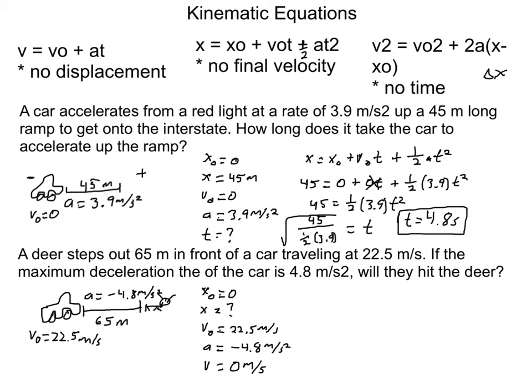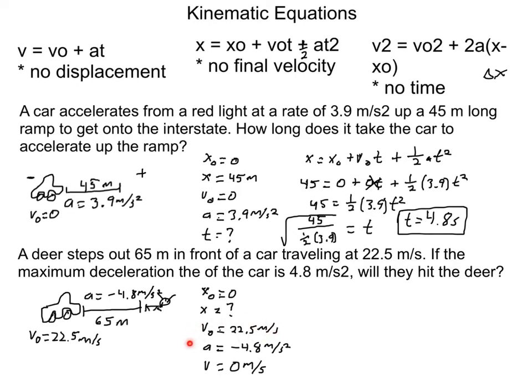The deer lives, the car doesn't get messed up, the people are happy, the deer is happy, all is well with our world. On the other hand, if the car goes exactly 65 meters, well, we're kind of cutting it close, we might bump the deer. And if we go further than 65 meters, well, that's not so hot. So this is a comparison problem. That's why I'm going to solve for the final position here.